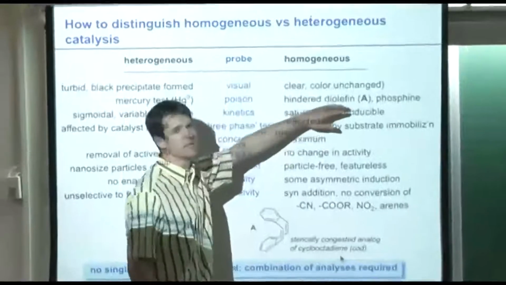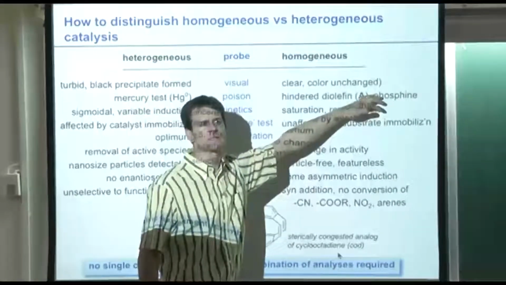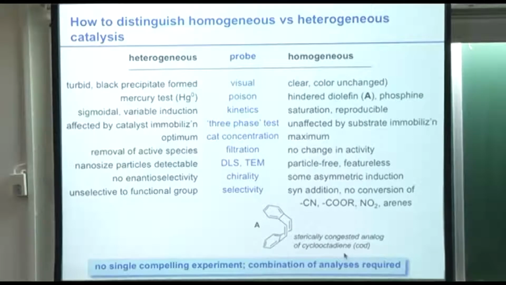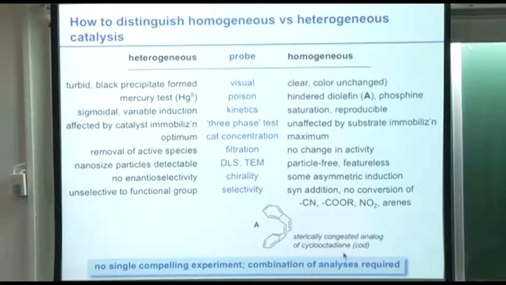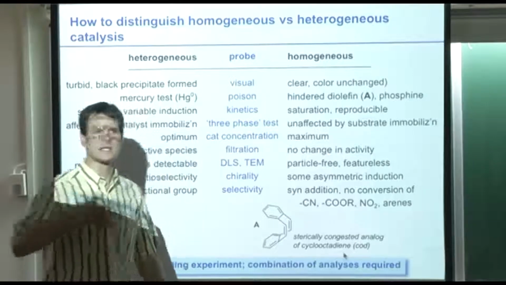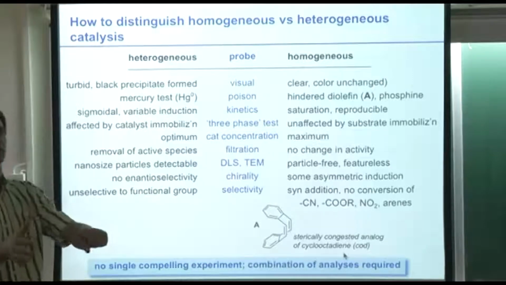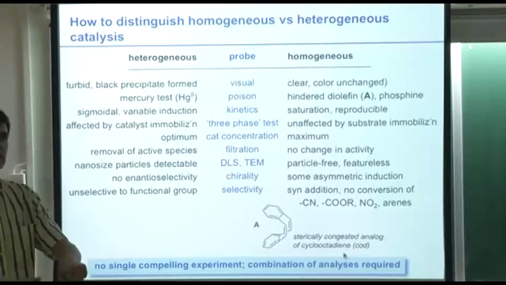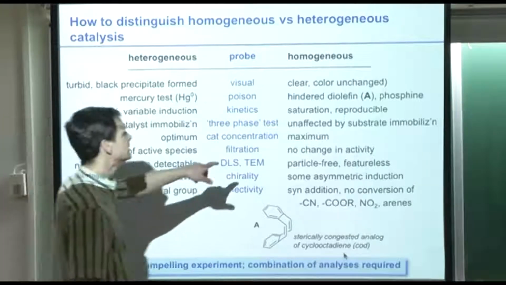For homogeneous systems, we can typically use something that blocks the coordination site that is needed for the substrate to coordinate. Late transition metals are extremely phosphinophile, so phosphines are typically a good poison for homogeneous catalysts. We add an excess of phosphine, they'll coordinate to the metal center, that's it, the substrate is not competitive. Or very hindered olefins.